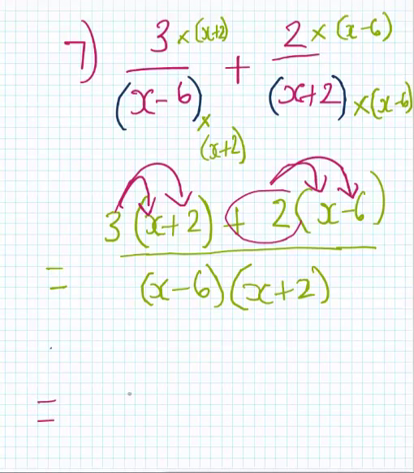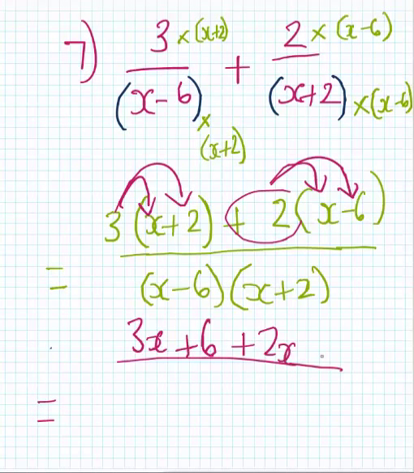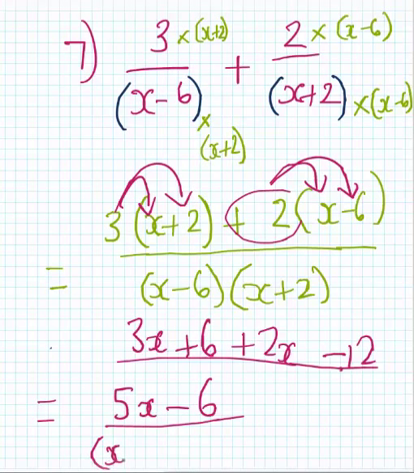So we're going to have the same denominator, and so 3 times x is 3x, and 3 times 2 is positive 6. Positive 2 times x is 2x, and we end up with minus 12, because 2 times minus 6 is minus 12. Now remember, we have the same denominator. I'm not writing it because I can't fit it all in. So our final answer will be 3x plus 2x, that is 5x, and positive 6 minus 12, that makes minus 6. All over the same denominator, x minus 6 and x plus 2.